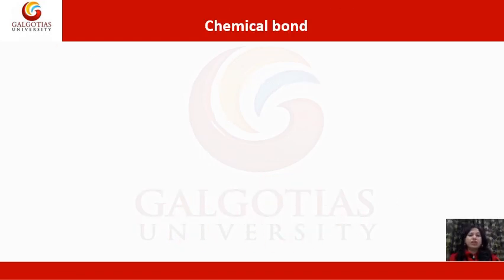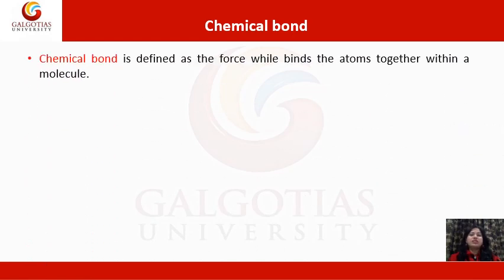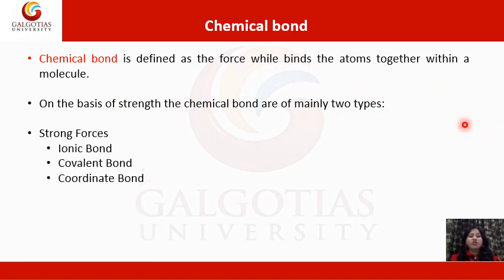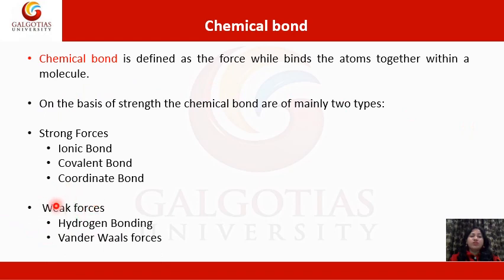What is a chemical bond? A chemical bond is defined as a force which binds the atoms together in a molecule. On the basis of strength, chemical bonds are mainly of two types: first, strong forces, and another, weak forces. Strong forces include ionic bond, covalent bond and coordinate bond, whereas weak forces involve hydrogen bonding and van der Waals forces.